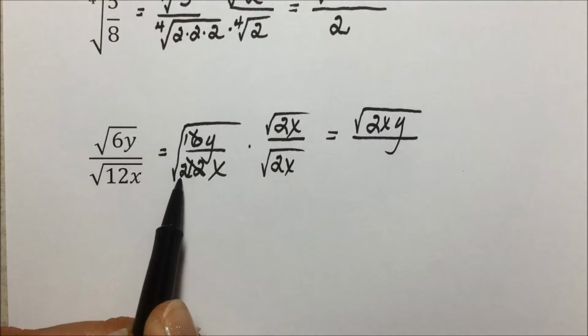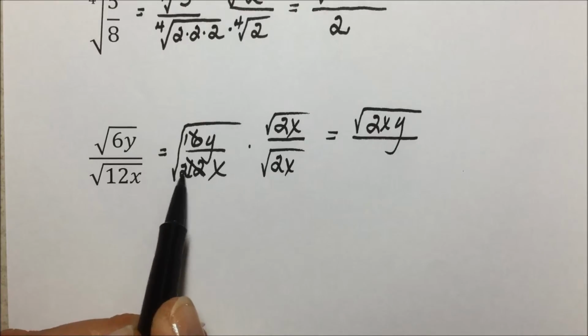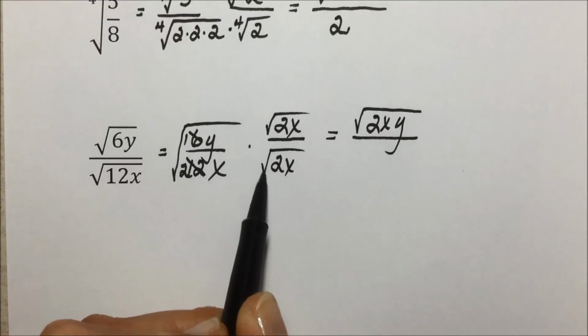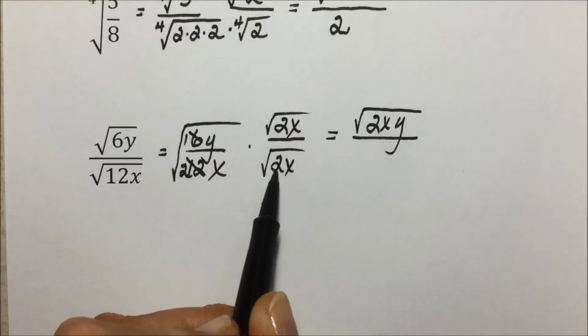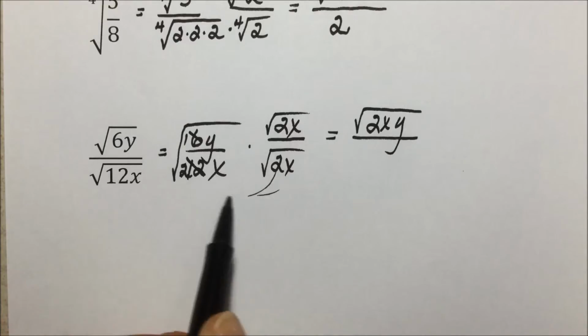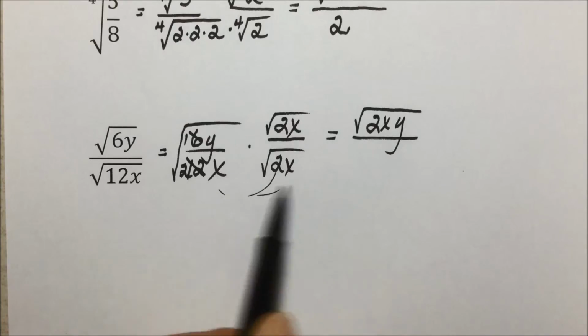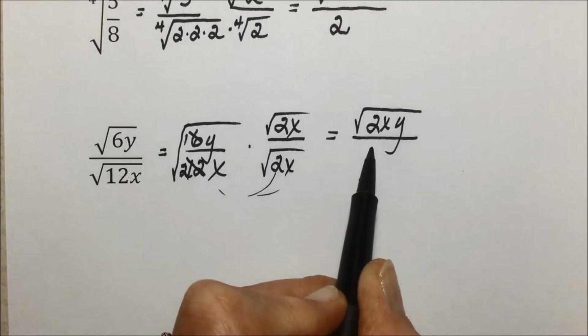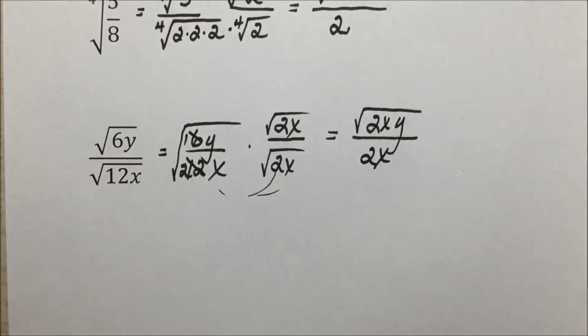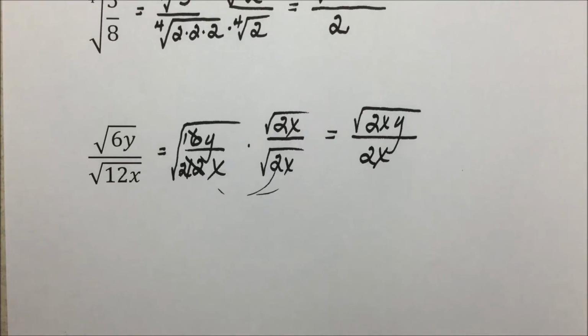In the denominator, we had our reduced 2x, and now we're multiplying it by the square root of another 2x. We have a pair of 2's, we have a pair of x's. Square root of 4x squared is a 2x. So our final answer, with a rationalized denominator, which means the radical is gone from the denominator, is the square root of 2xy, that quantity, over 2x.